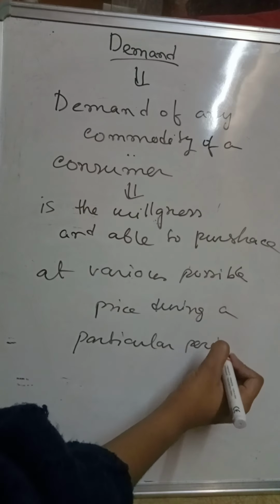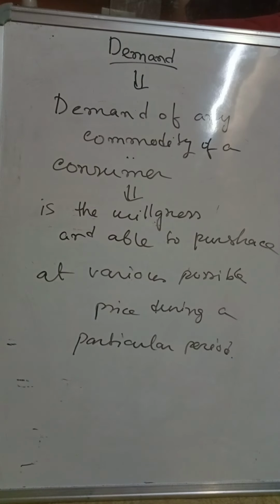Now what is the meaning of this? Demand is not only that you are wanting a good, only desiring a good. When you are desiring a good, you should also have the capability to purchase that good. That means you should have that amount of money to purchase that good. Only desiring that good, we cannot say it is a demand. We say it is a demand when we have the willingness to buy, that is we are desiring the good, and we have the capability of buying that good also. Then only we can say that we are demanding a good at a particular price and during a particular period. So this is the concept of demand.